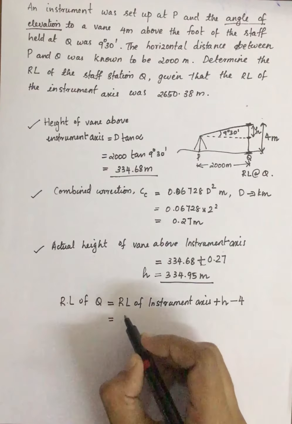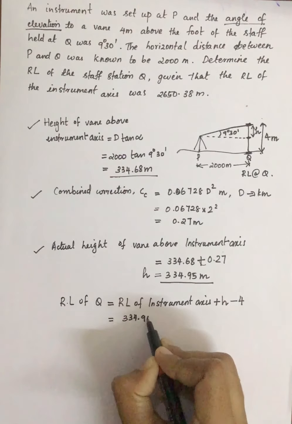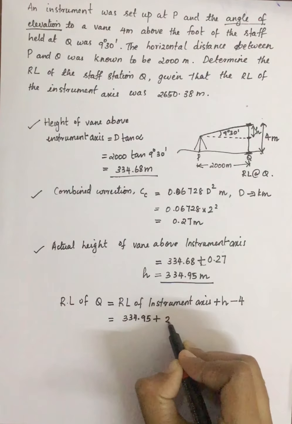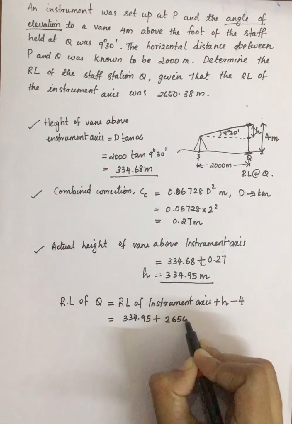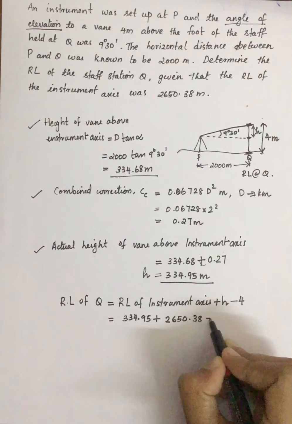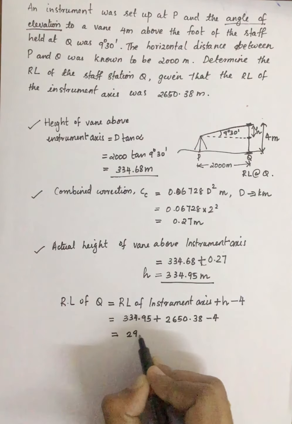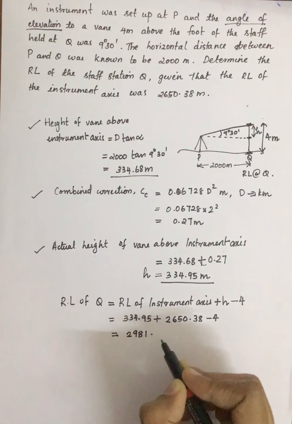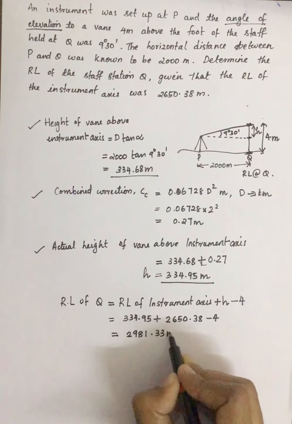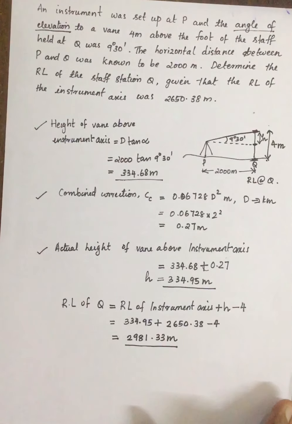So when you substitute the values, it is 334.95 plus 2650.38 minus 4. The value is 2981.33 meters.